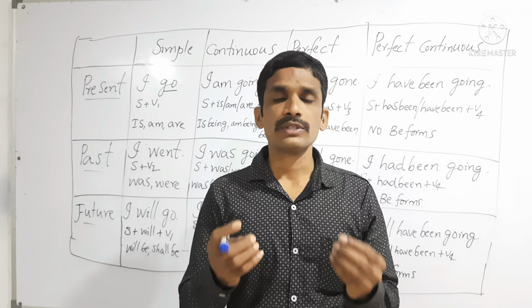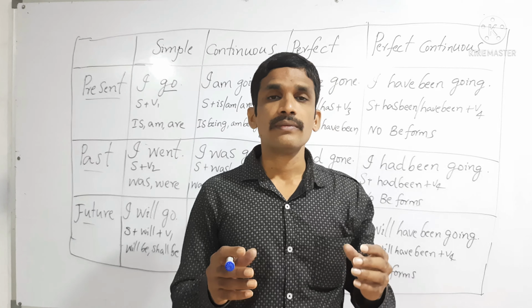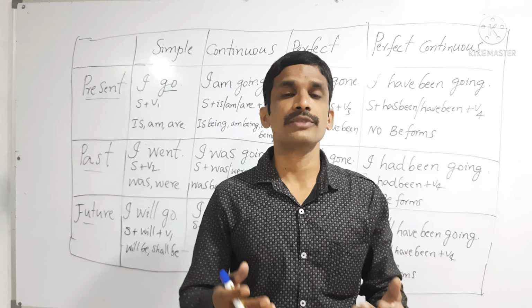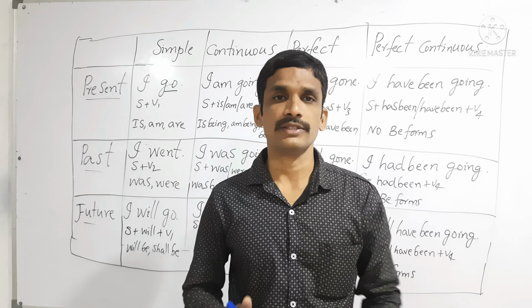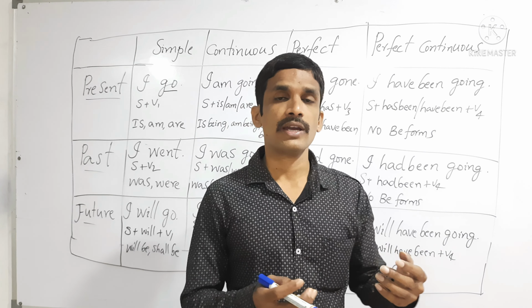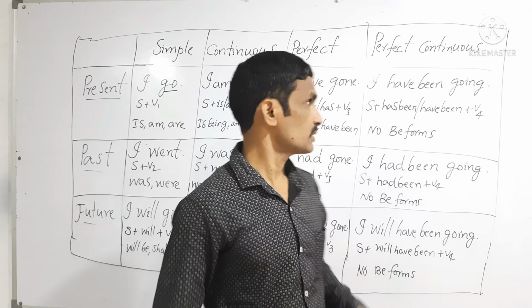And the present perfect tense we use to describe a completed action, but a just now completed action, not in the past. We use this tense to describe just completed actions. Just now I have started my class. Just now I have had my breakfast. Just now my friend has come to me.